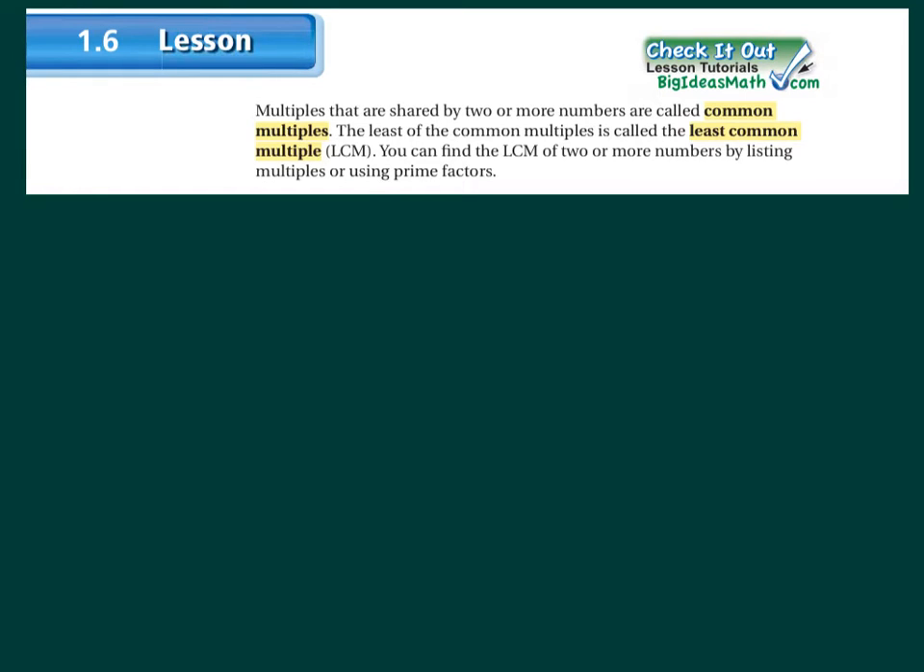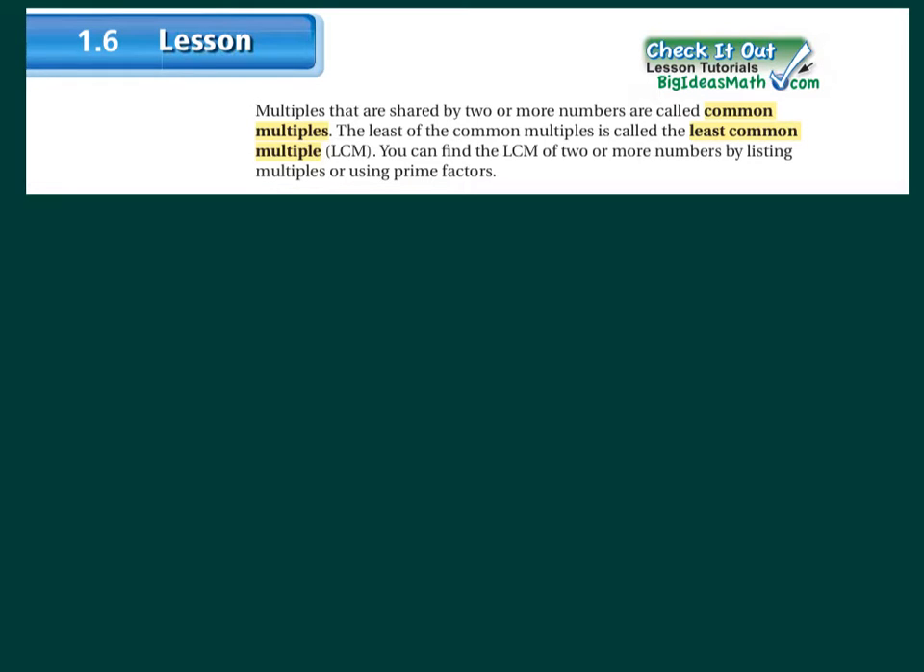Okay, so the last couple lessons we've been talking about breaking down numbers into their prime factorization. And then in 1.5 we use the prime factorization of numbers to find what we call the greatest common factor. Now what we're going to be doing is kind of turning it around a little bit. We're still going to be using the prime factorization of numbers, but now we're going to find the least common multiple.